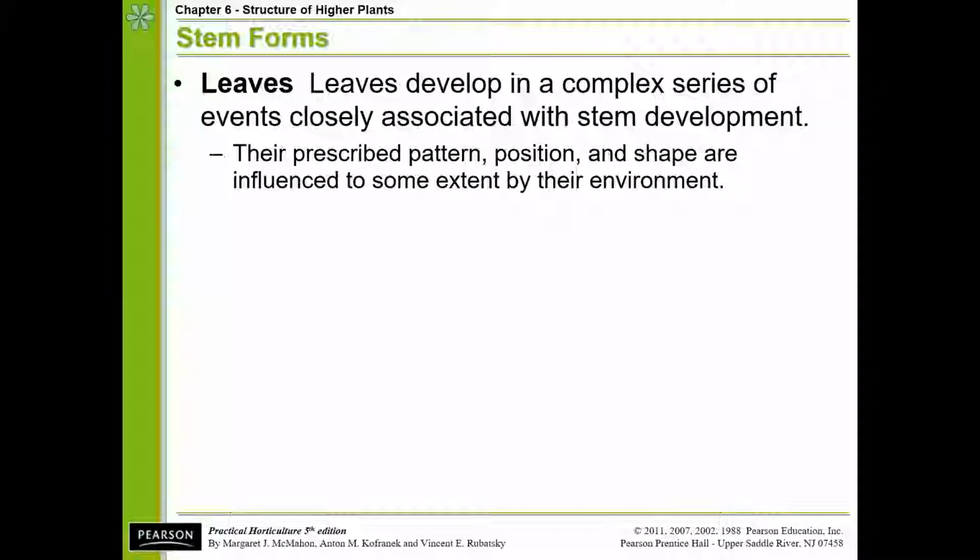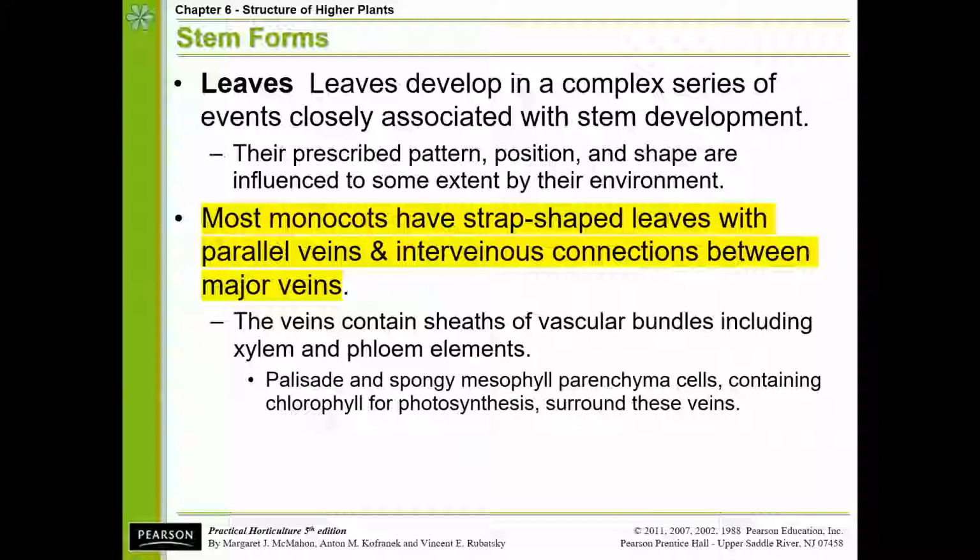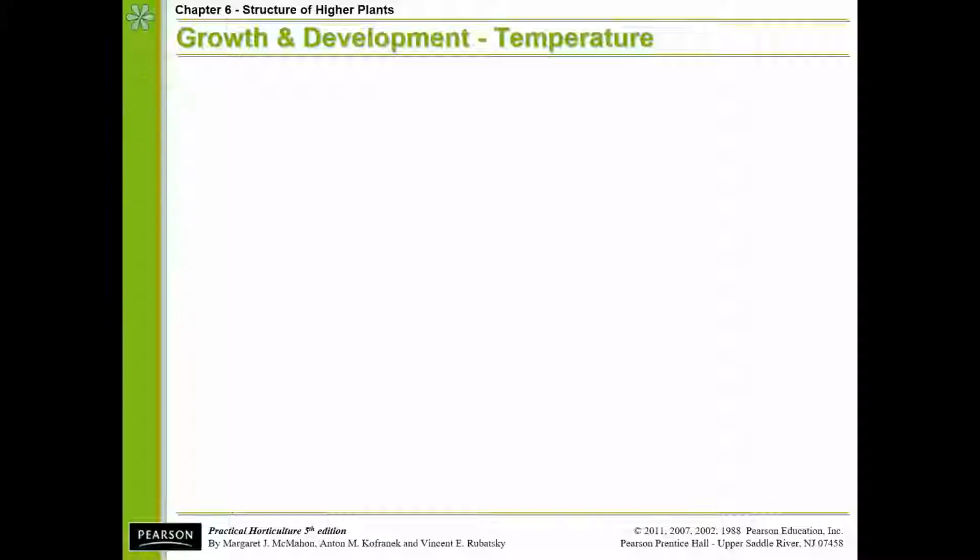So, back to the monocots and dicots here. This is just the order in which the slides are in. Monocots have strap-shaped leaves and parallel venation, whereas dicots have broad leaves and net venation, where the veins radiate from one central vein. So remember that.